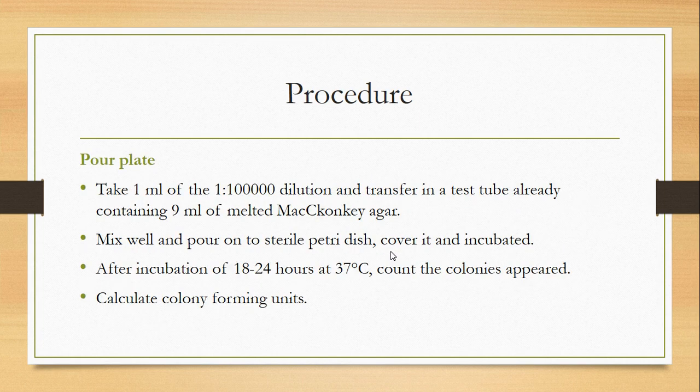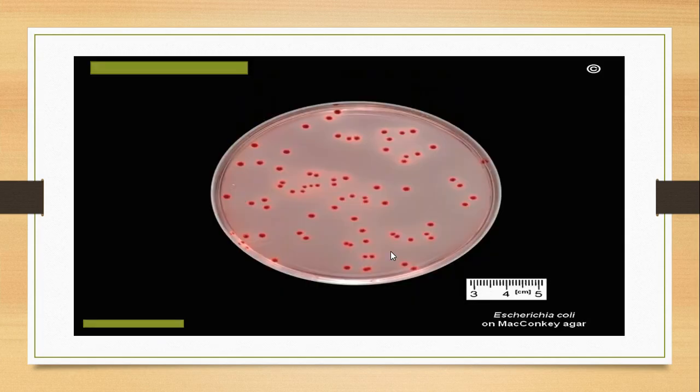Then the pour plate method: take 1 ml of the 1:1 lakh dilution and transfer it into a test tube already containing 9 ml of melted MacConkey agar. Mix well and pour onto a sterile petri dish. After solidification, incubate for 24 hours at 37 degrees centigrade. After incubation, count the colonies that appeared. Calculate the colony forming units. This is the result which you will observe.